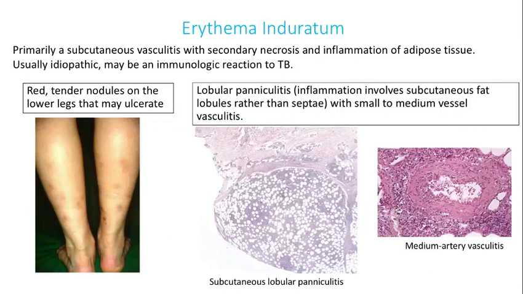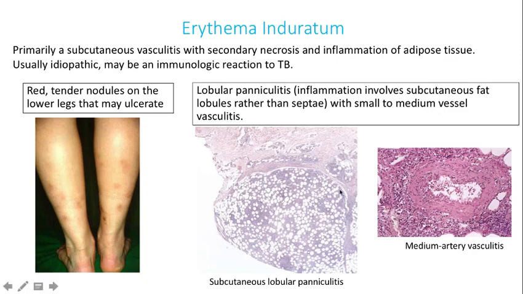Let's contrast that with another form of panniculitis called erythema induratum. It's also known as nodular vasculitis. This is primarily a subcutaneous type of vasculitis, which then leads to secondary infarction and necrosis of the fat, and then inflammation of adipose tissue. So unlike erythema nodosum, which was a septal panniculitis, erythema induratum is a lobular panniculitis.